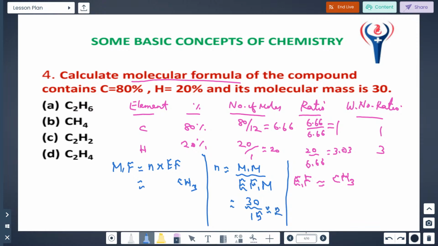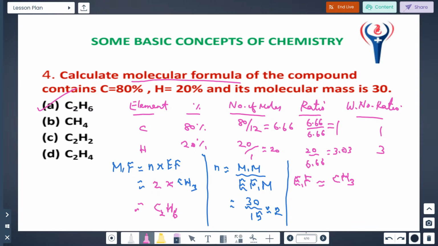Are you following? 2 times. So that 2 you put here, n equals 2. Now you know it will be carbon 2 times. Hydrogen is already 3, you just multiply, 2 into 3 is 6. So the answer will be C2H6. This is the formula. This is the answer for that. Where is C2H6? This is C2H6. So option A is the correct one. Simple one.